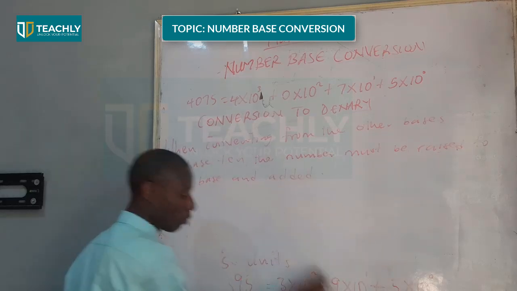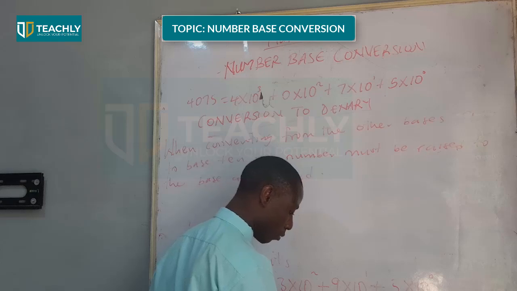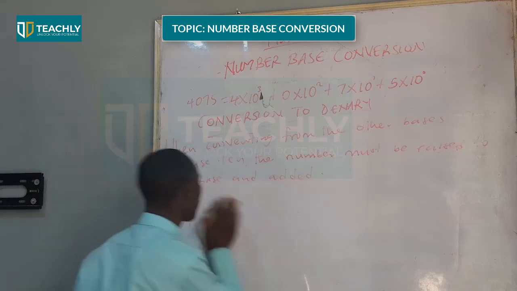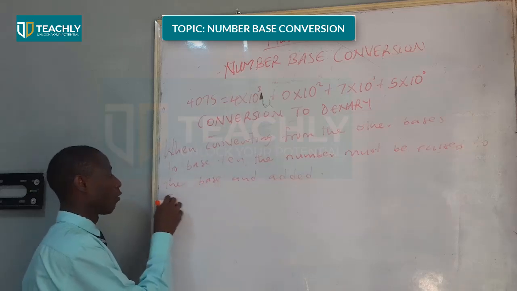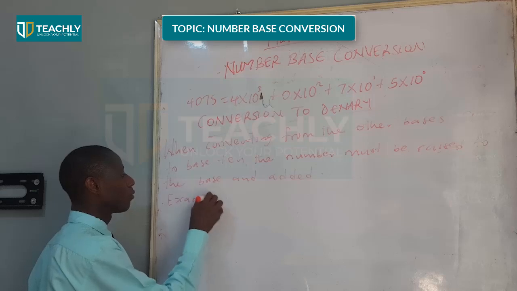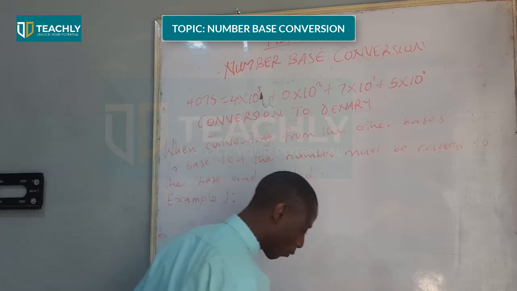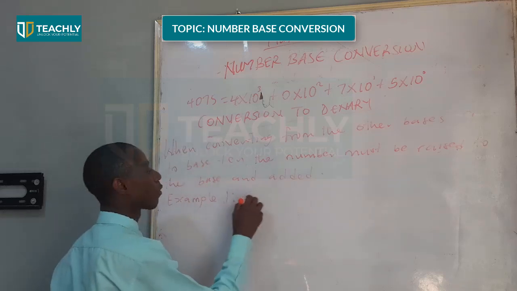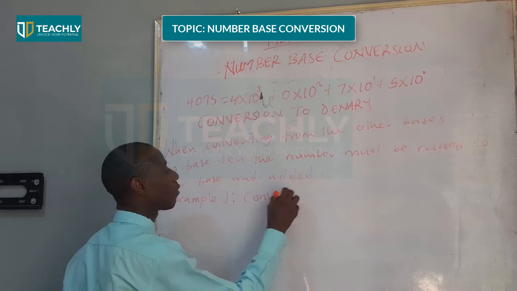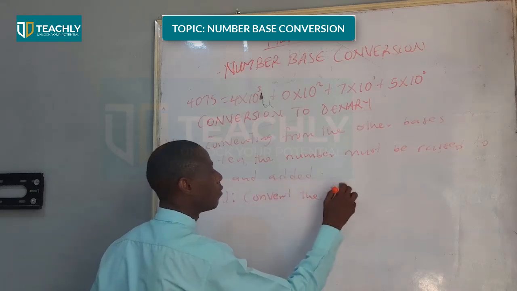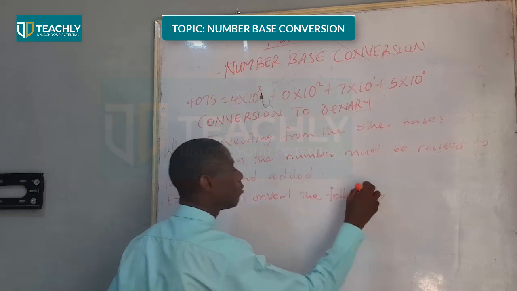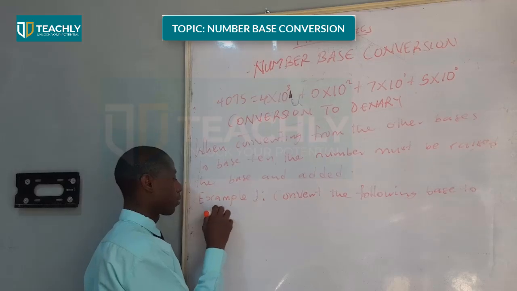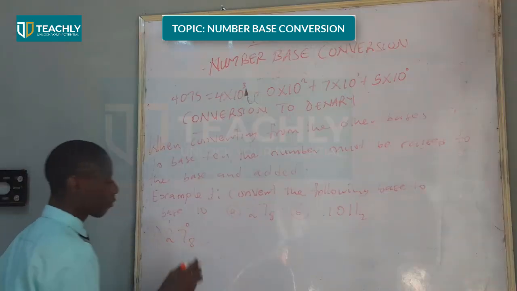So okay, let's quickly look at an example under this. Let's look at example 1. How do we convert from another base to base 10? Example 1 here is: convert the following base to base 10. And you will now have something like this.